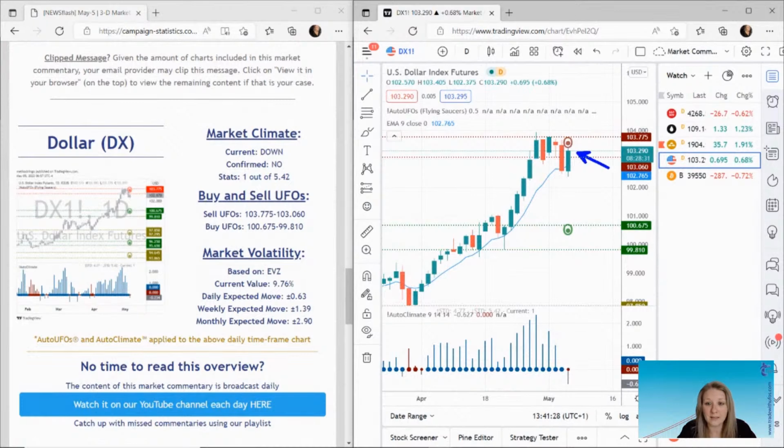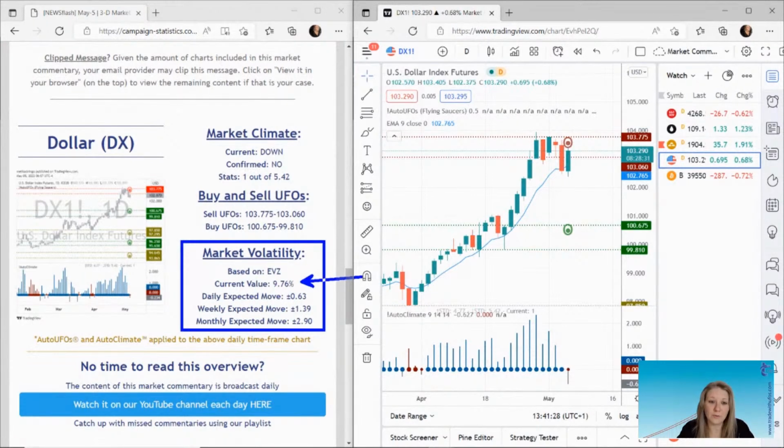Now, we have sellers here that are likely the cause of that pause in the move to the upside. The sellers are between 103.775 to 103.06. We have buyers down here at 100.675 to 99.81. So sellers that are closer, likely to be pushing price down. For the time being, though, it's a thin dot, not enough probability either way. Wait until it confirms itself.